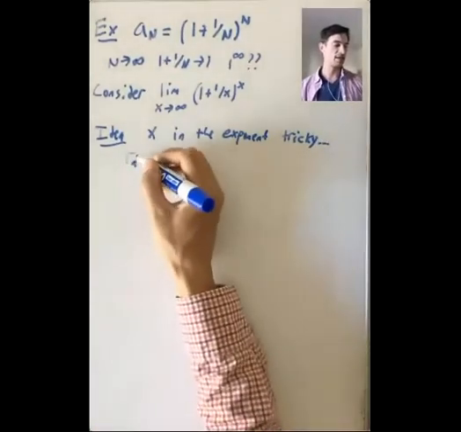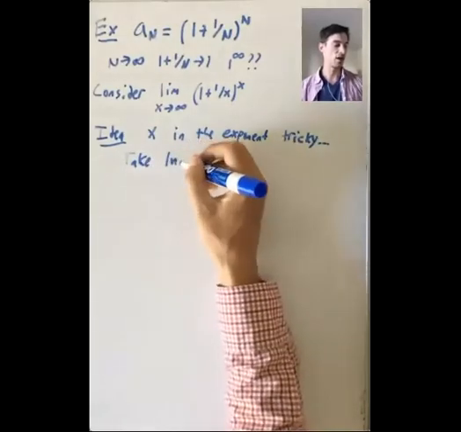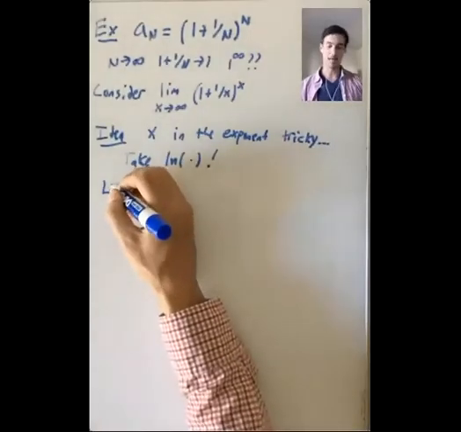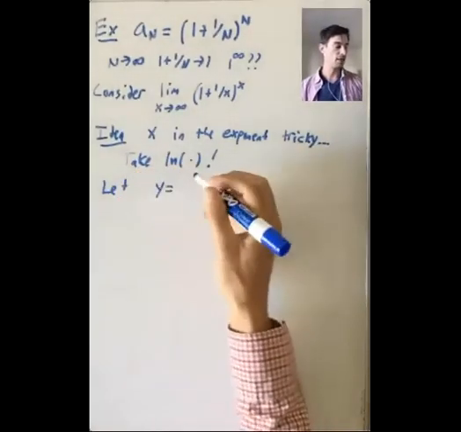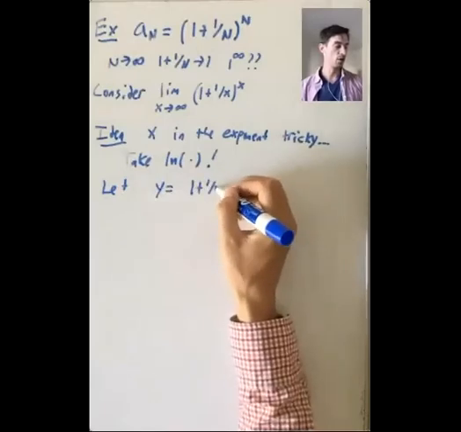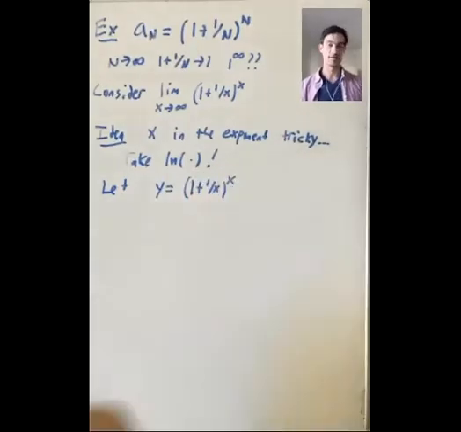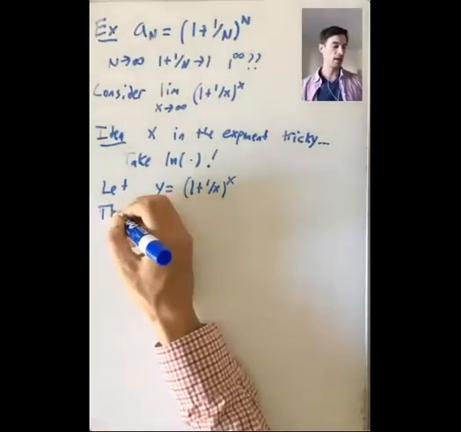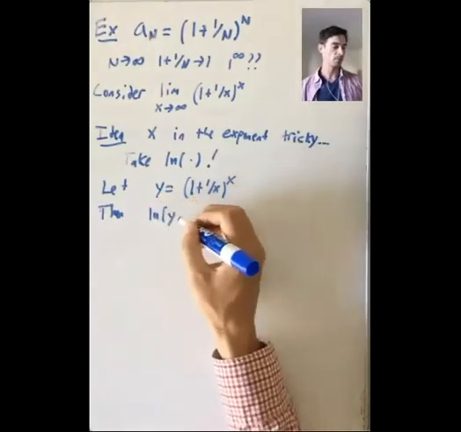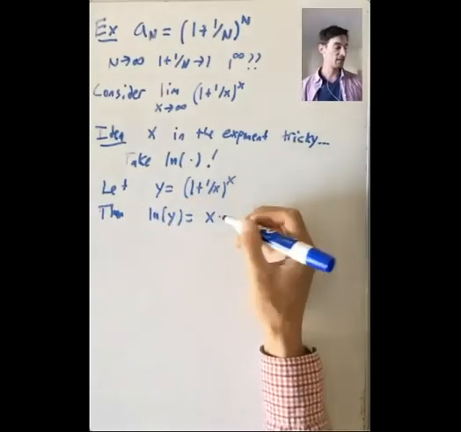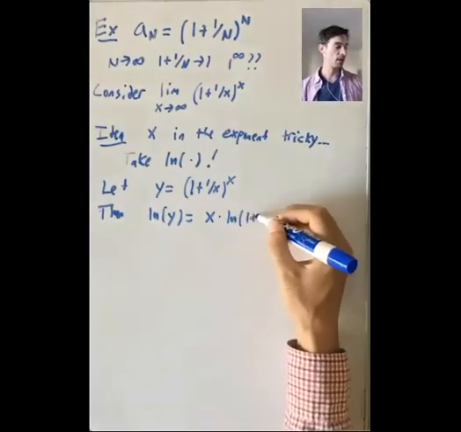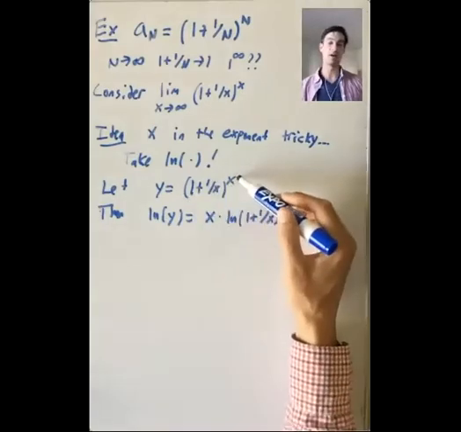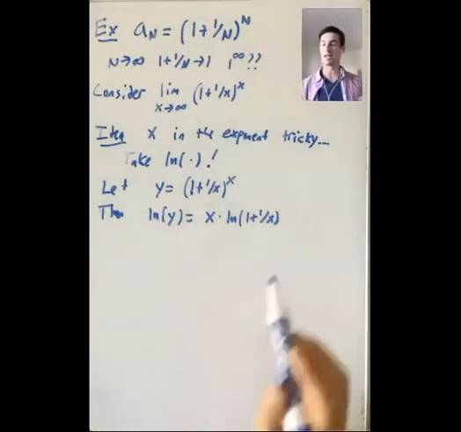So what we're going to do instead is take logs, take natural log. So that's the key idea. We're going to let y be equal to (1 plus 1 over x) to the x. And instead of trying to understand what y is, we're going to look at natural log of y, which is x times natural log of 1 plus 1 over x. Because when you take the natural log of something raised to a power, that power comes down and multiplies your log.